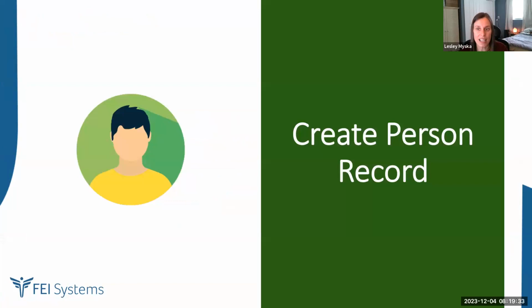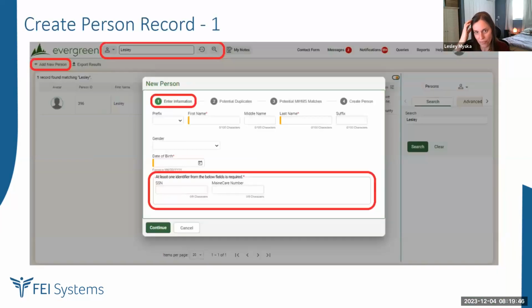Once the consent has been received to complete the DD intake and eligibility assessment, the user should search for and, if necessary, create a person record. Next slide, please, Miranda. To create a person record, you should always begin with a thorough search to verify that the person record doesn't already exist. This will help ensure that we are not creating a duplicate person in Evergreen.